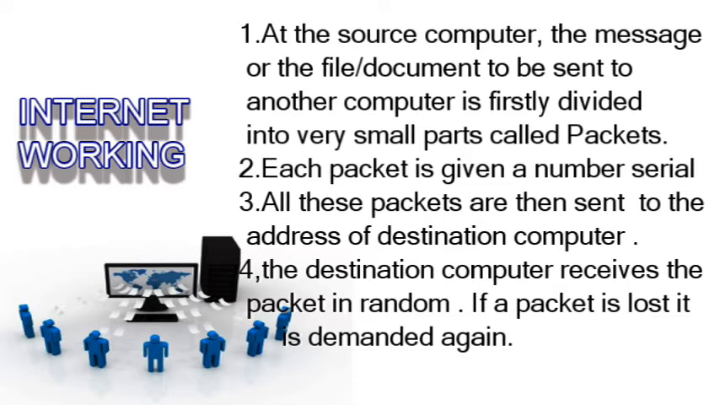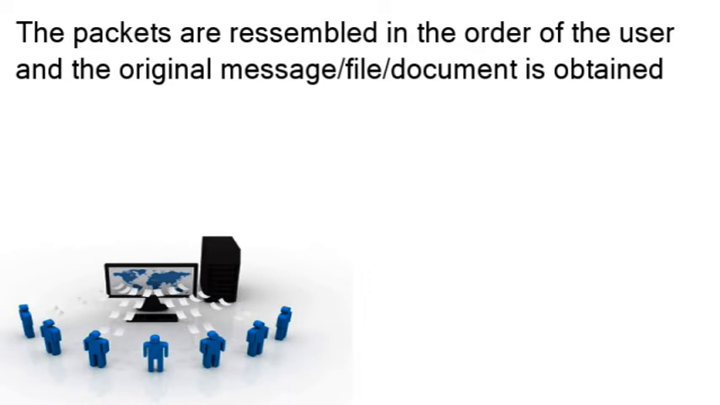After that, all these packets are sent to the address of the destination computer. The destination computer receives the packets in random order. It will not receive the packets like 1, 2, 3, 4, 5, 6, 7 in sequence. It may receive 7 first, then 6, or maybe 5 first. Accordingly it will receive all the packets. In case one packet is missing, it will request that packet again.